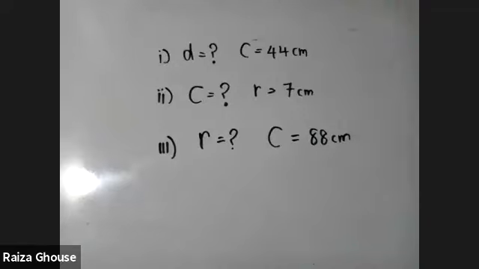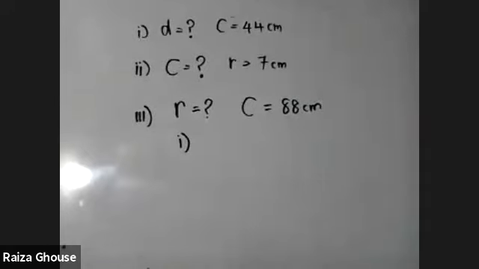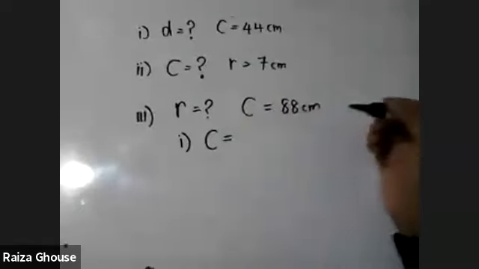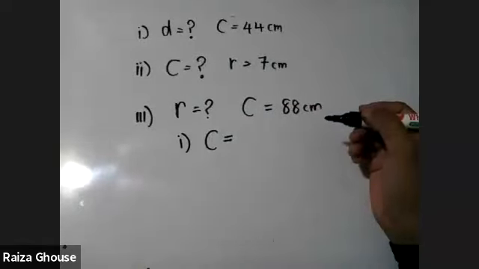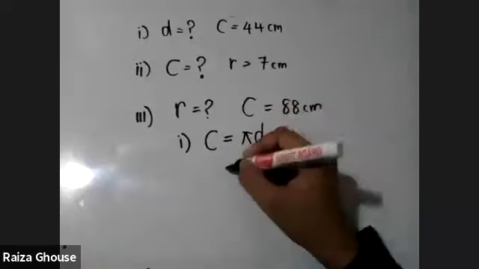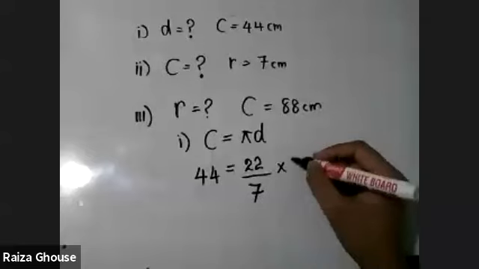Now, Roman number 1. C and D. So, what is the equation I have to use? C equal 2 pi r or C equal pi d? C equal pi d. Very good. C equal pi d because d is provided. Now C means 44. Pi means, I told you, the fraction 22/7. But d, I don't know.